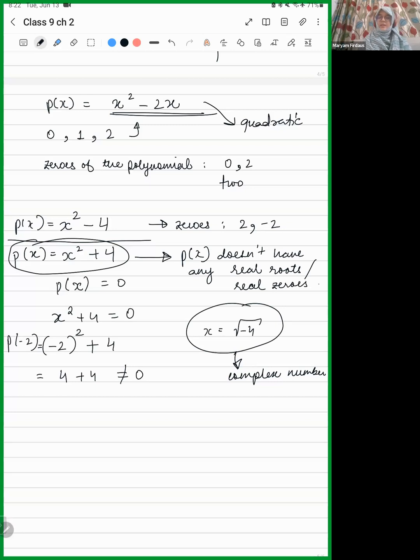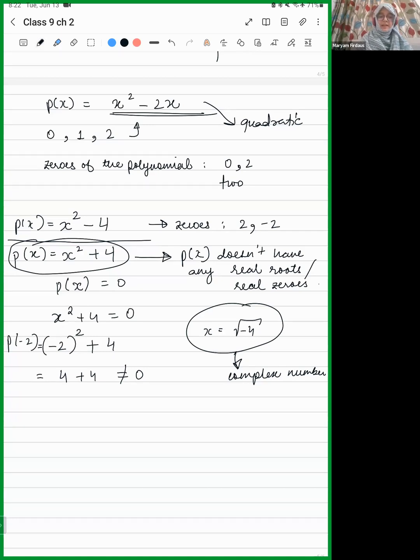Ma'am, is this still considered the zero of the polynomial f(x)? Yeah, it is considered the zero of the polynomial, but the issue is that at this point you haven't studied complex numbers yet, so you can't give this as an answer.